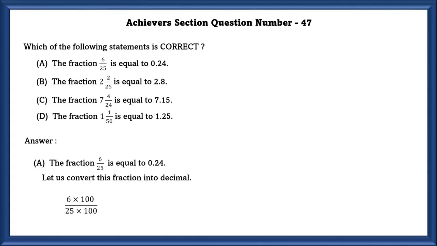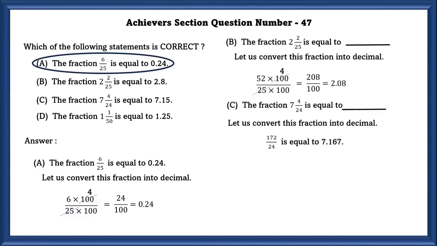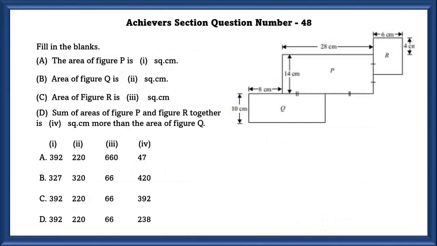In order to convert a fraction into a decimal, let us multiply the numerator and denominator by 100. We will get the answer as 24 by 100, that is 0.24. So this option is the correct option. Let us check the B option, C option and the D option.